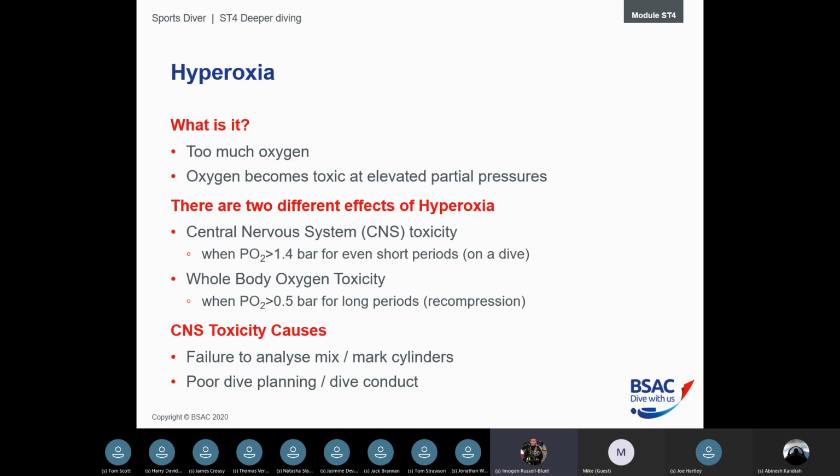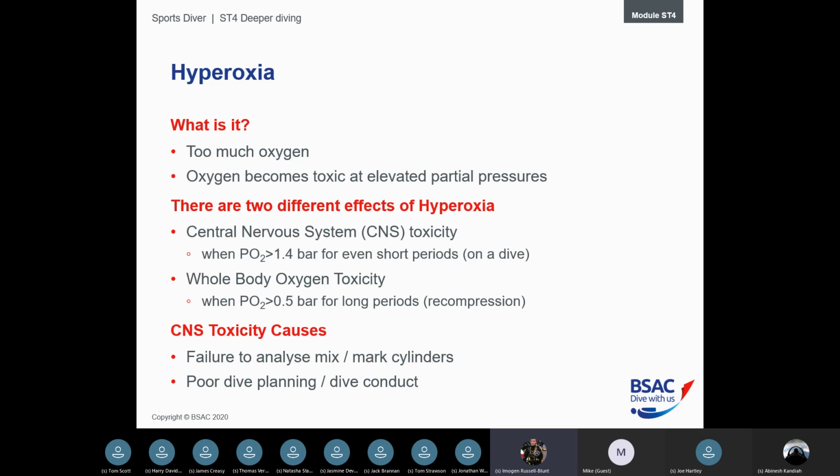There's two different effects of hyperoxia, both equally as bad as each other. The first one you've got is central nervous system toxicity. For those of you who don't know, the central nervous system is everything that connects your body together. When your partial pressure is above 1.4, even for short periods of time, you can experience this central nervous system toxicity. Then you've got whole body oxygen toxicity.